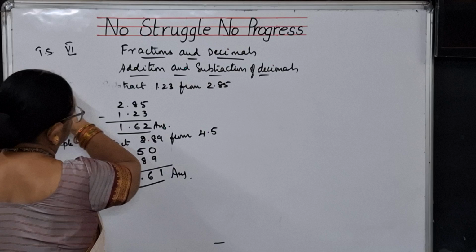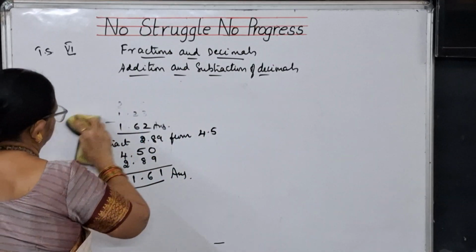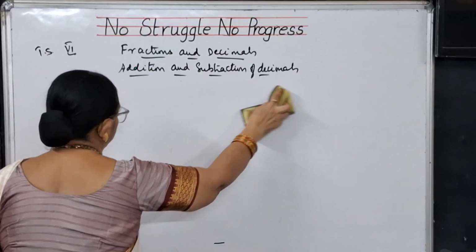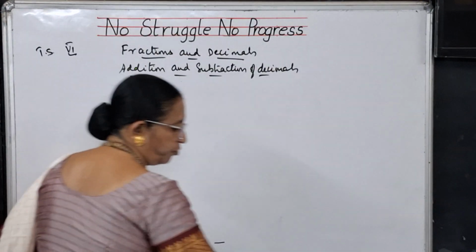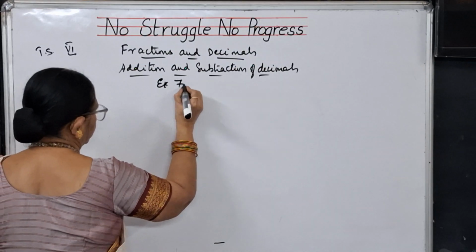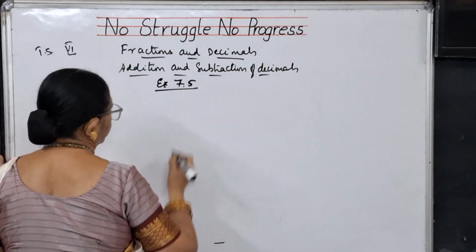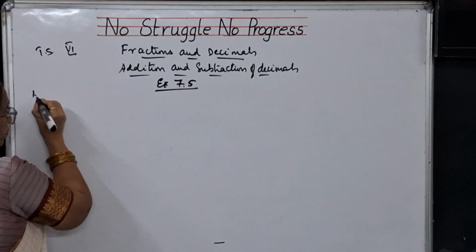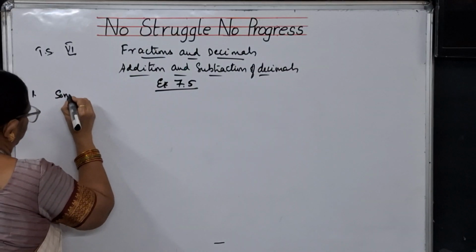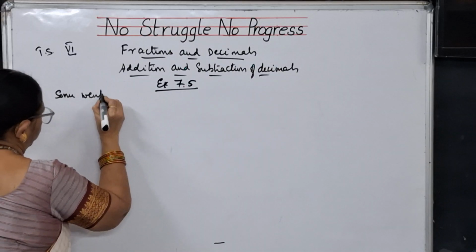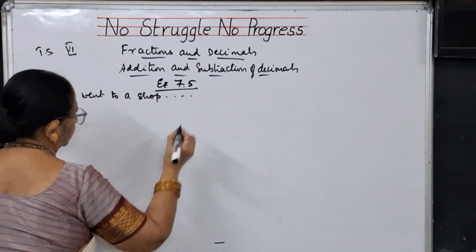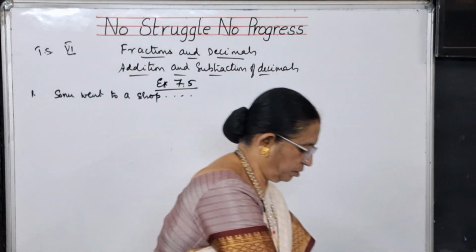Now we will go to exercise 7.5. Exercise 7.5, first one. Sonu went to a shop. Let me read.